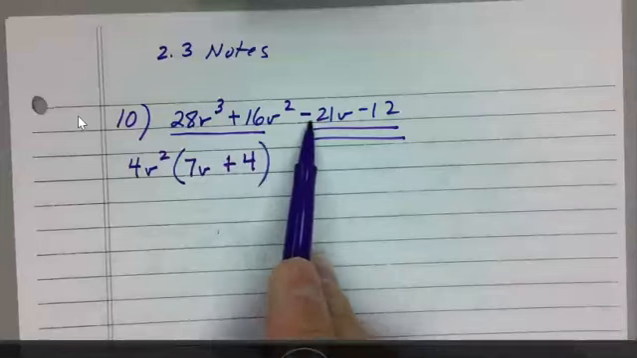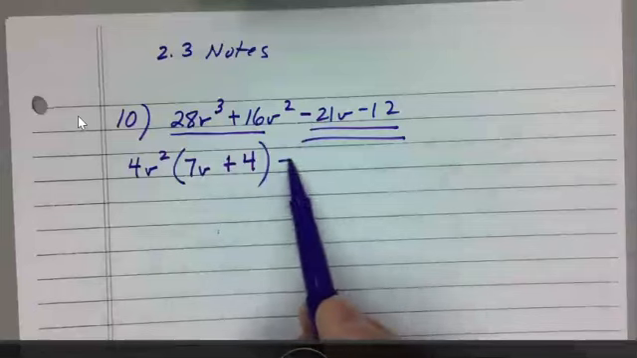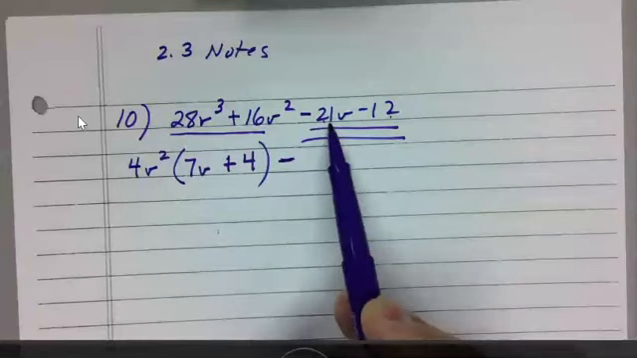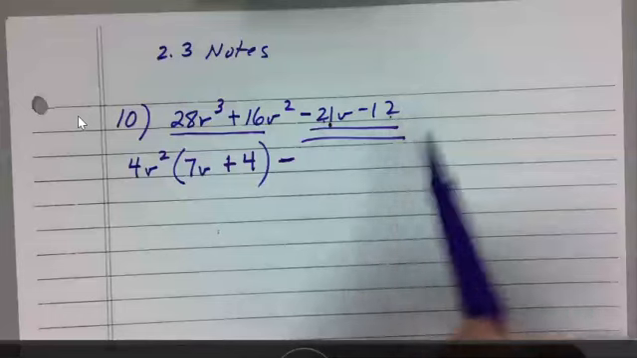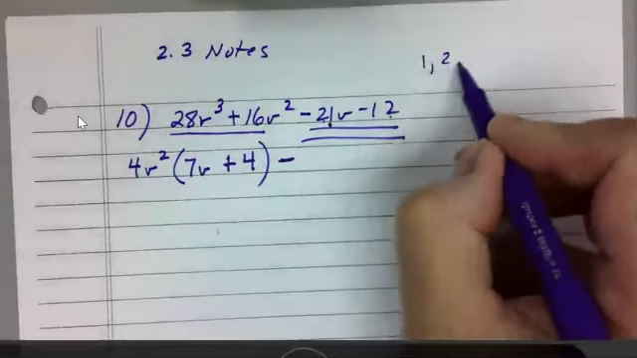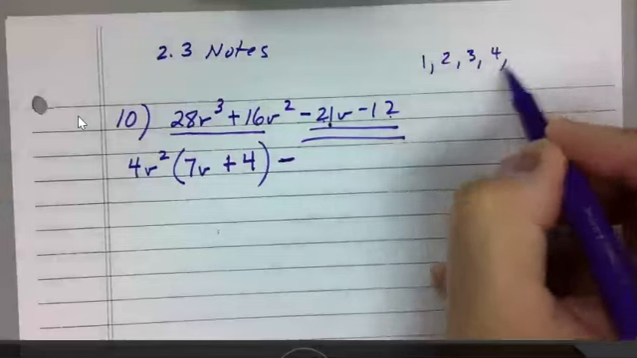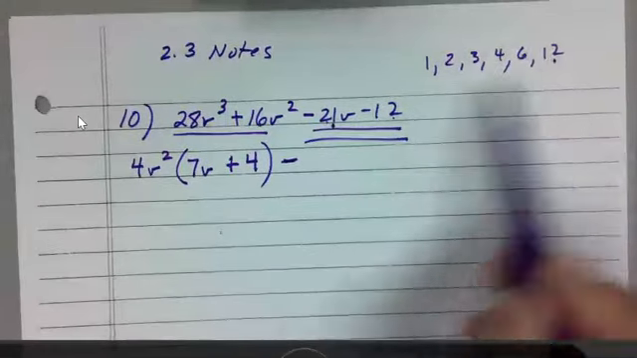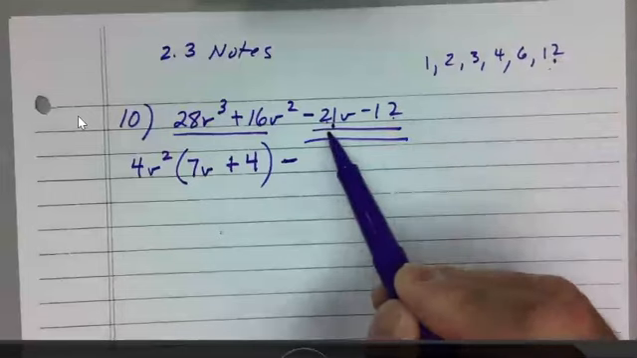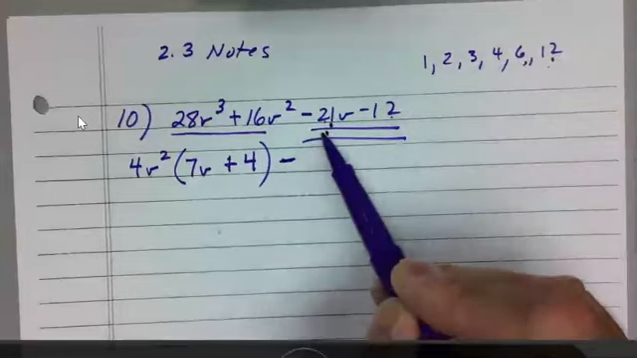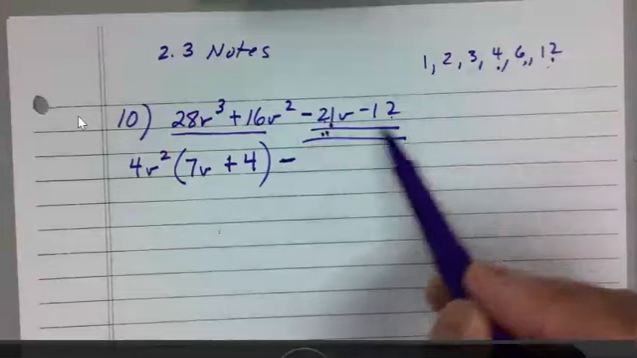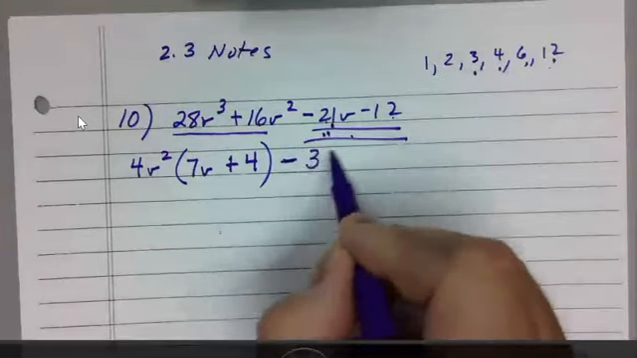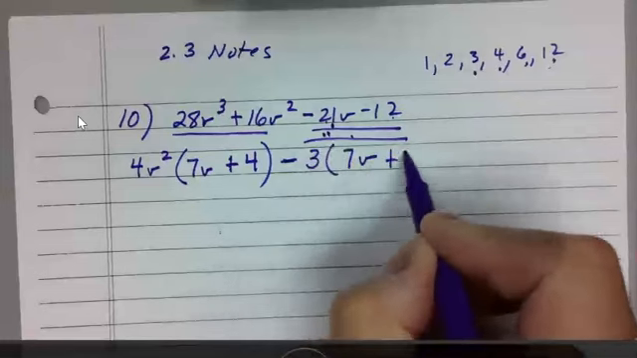The first term's negative, correct? So we're going to factor out a negative. Does 12 go into 21? See, I write out all the factors of the smallest number. Everybody see that? And I just start taking the smallest number, which was 12. Does 12 go into 21? No. Does 6? No. Does 4? No. Does 3? Yep.